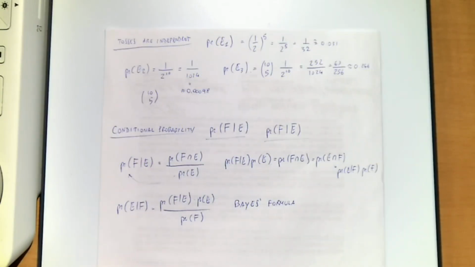Bayes was the English mathematician. This is very important because if you know the conditional probability of one event given the other, we can reverse it and find the other conditional probability. So it's very important. Sometimes we're going to be using this.